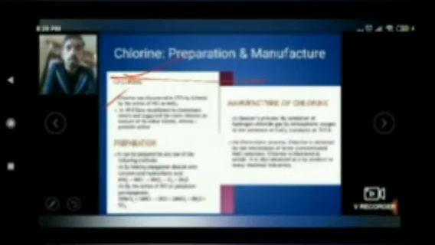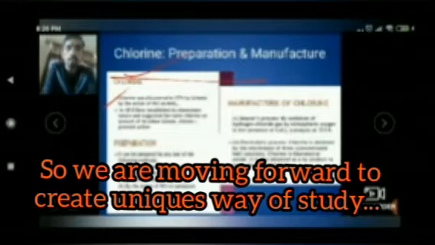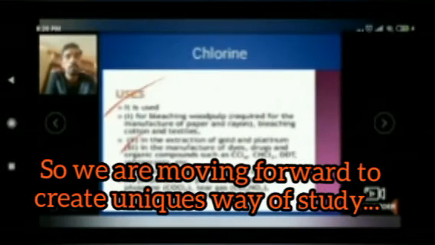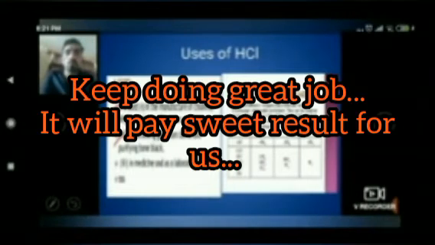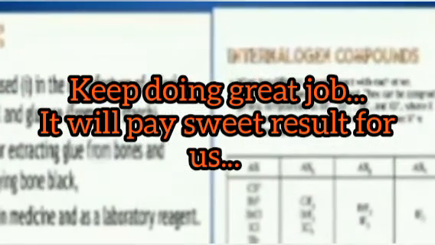Then we have learned about chlorine, its preparation and manufacturing. After that we have learned about the uses of chlorine, and after that about hydrochloric acid, under which we have studied the properties of HCl and uses of hydrochloric acid. And then we have learned about interhalogen compounds.